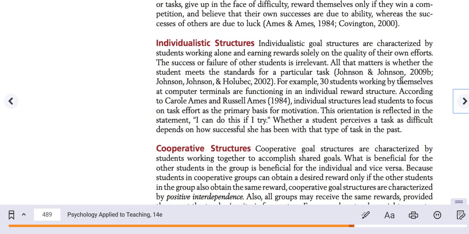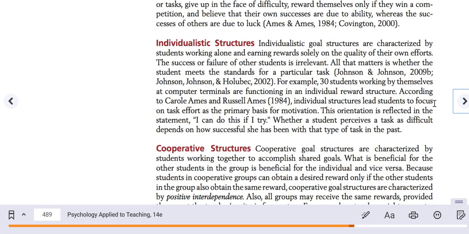Individualistic structures. Individualistic goal structures are characterized by students working alone and earning rewards solely on the quality of their own efforts. The success or failure of other students is irrelevant. All that matters is whether the student meets the standards for a particular task. For example, 30 students working by themselves at computer terminals are functioning in an individual reward structure. According to Carol Ames and Russell Ames, individual structures lead students to focus on task effort as the primary basis for motivation. This orientation is reflected in the statement, "I can do this if I try."